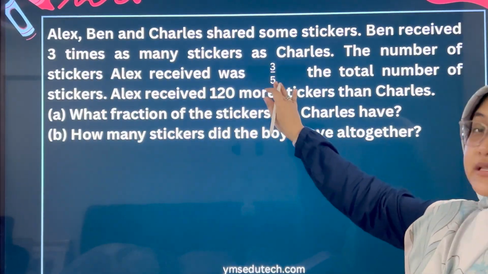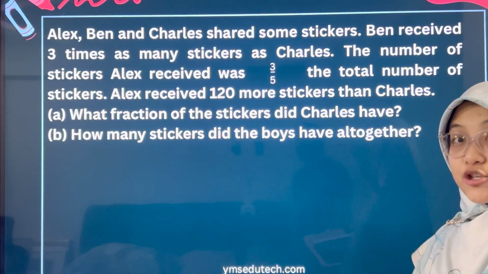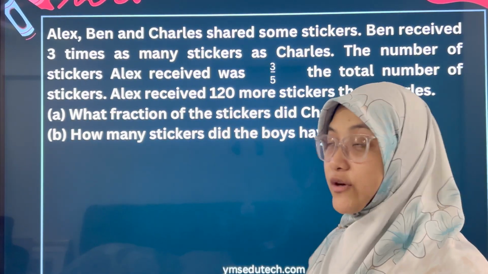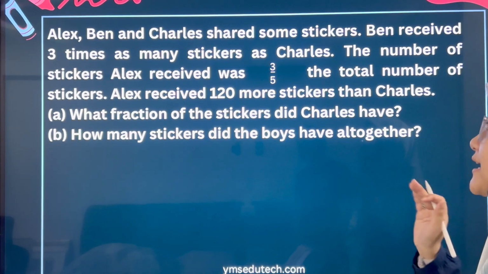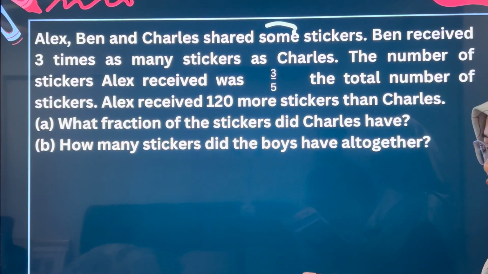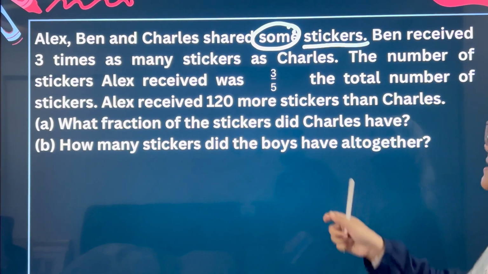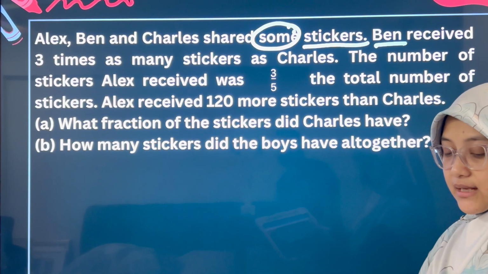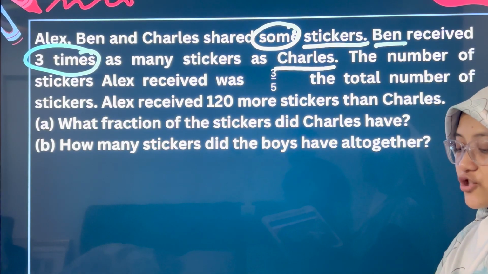This question involves fraction. Let's read the question together and underline the keywords, circle the values, and box out the question. Alex, Ben, and Charles shared some stickers. We do not know how many stickers, so I'm just going to circle that value.